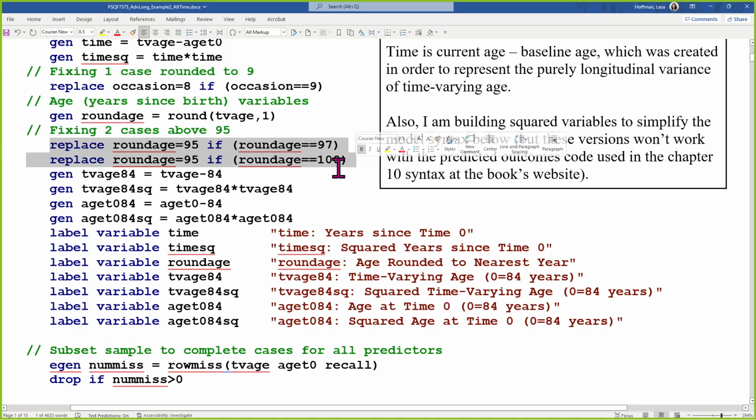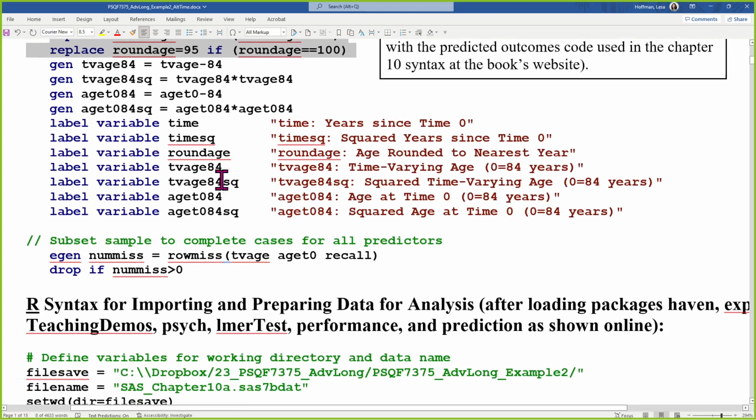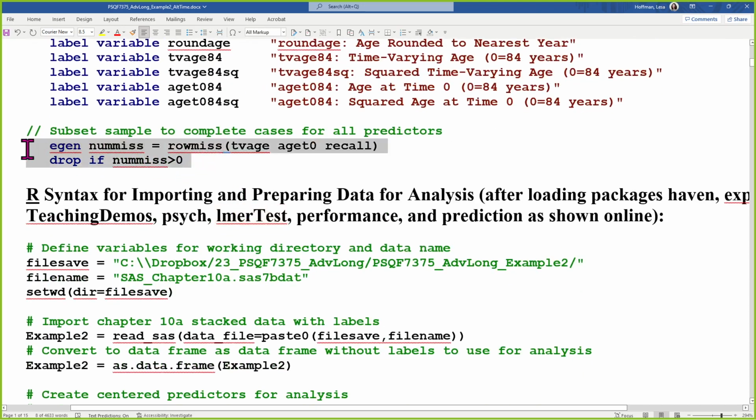And rounded some people into convenient intervals here. Squared versions of time varying age minus 84 and age at baseline minus 84. So 84 is like the centering point of everything. And I'm making sure that everybody in the data set has all of the variables that we're going to be using, because otherwise those cases are going to get dropped. So when we move into an SEM framework, that will not be necessary. You can have missingness on predictors if you're willing to bring them into the likelihood.